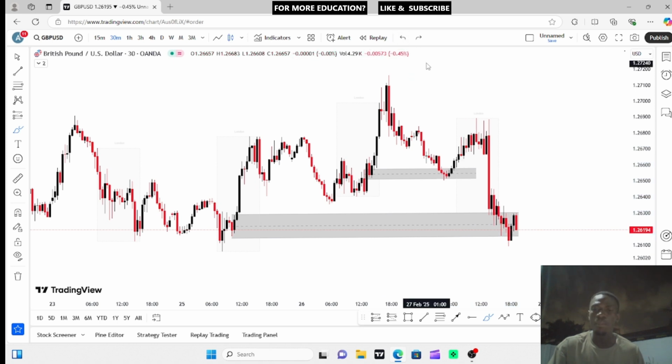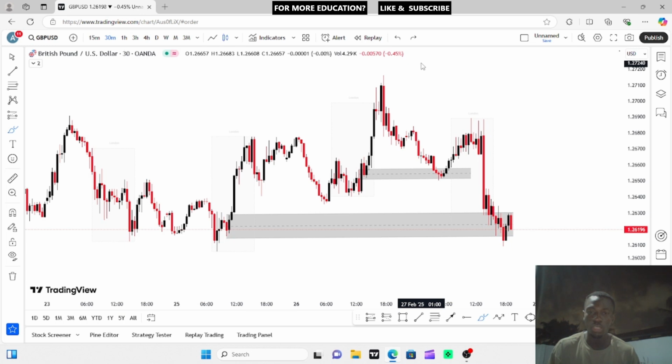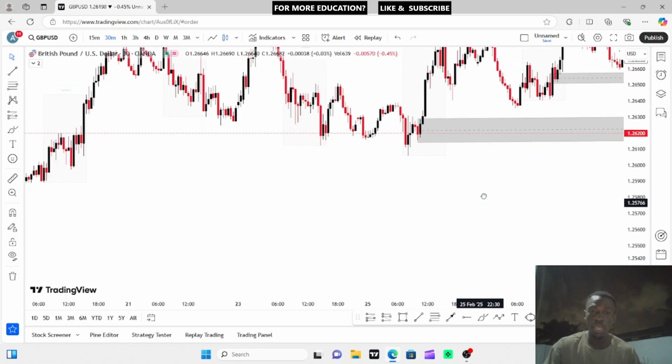Now, before an order block becomes valid for trading, there are some rules you need to look out for. You don't just take any zone and say this zone is an order block and trade it. No, there are rules you need to check before you take any zone as an order block zone. So let's go here and let me show you.